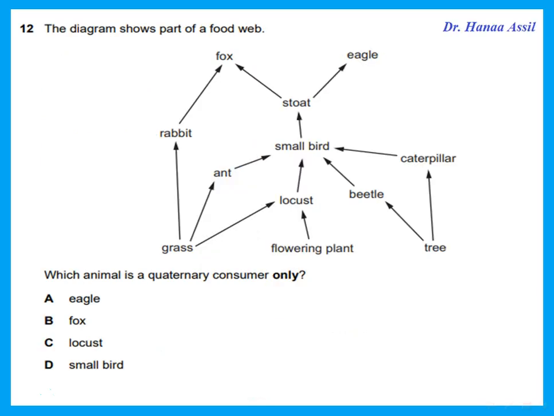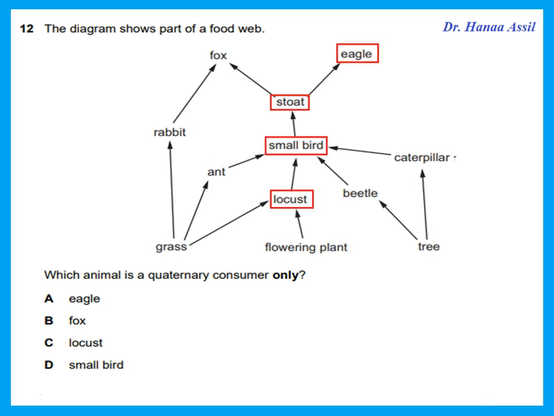The diagram shows part of a food web. Which animal is a quaternary consumer only? That means the fourth consumer only. So which one would you choose? If you look at locust, small bird, stoat, eagle, then the eagle is the quaternary or the fourth consumer. Remember that the grass, flowering plant, and tree are all producers, not consumers.